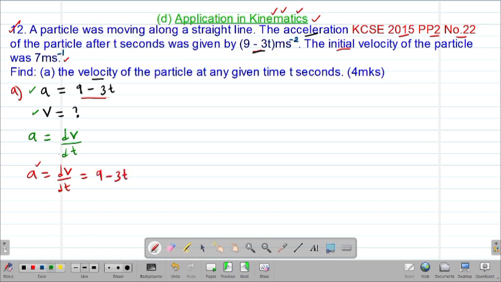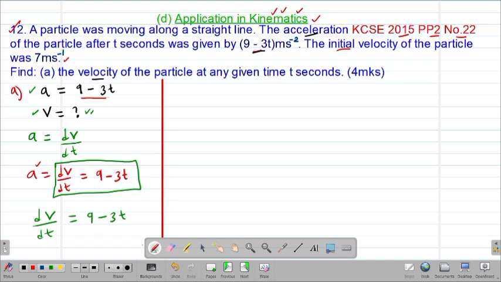Therefore, if I want to get the velocity of this particular particle at any given time t, I'm going to work out this particular equation here. So clearly, dv over dt will be equal to 9 minus 3t. Because we need to find the velocity v, I'm going to make dv the subject of my formula. Therefore, for me to achieve that, I'll multiply both sides of the equation by dt. So clearly the dt and dt will cancel out.